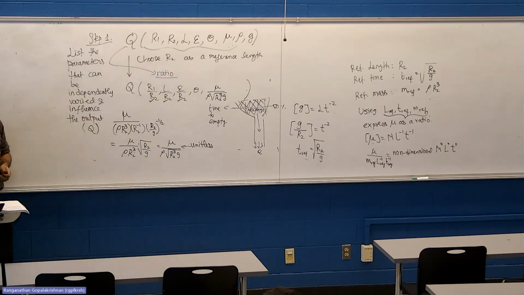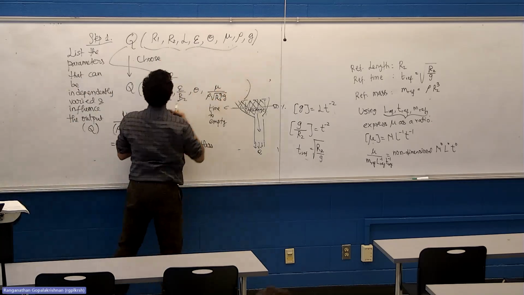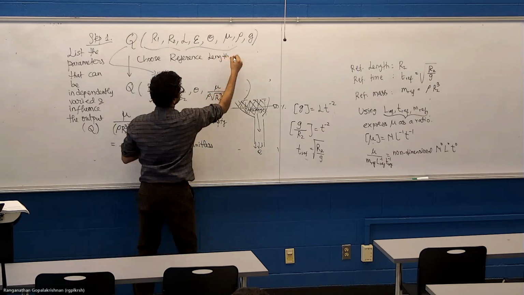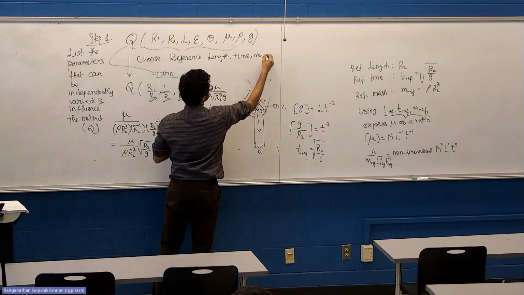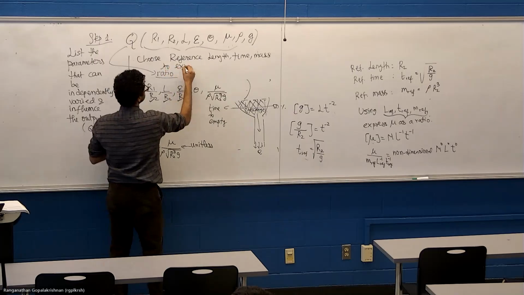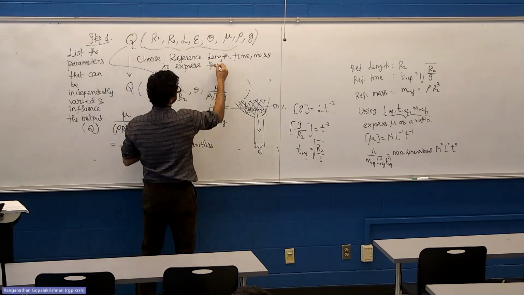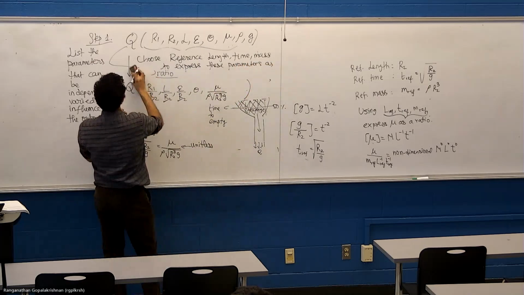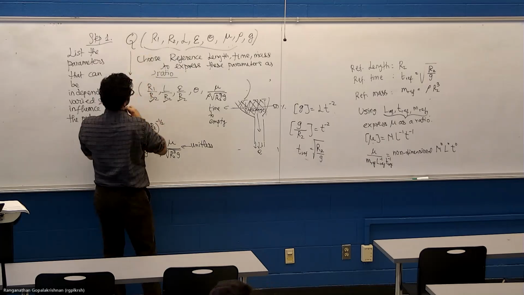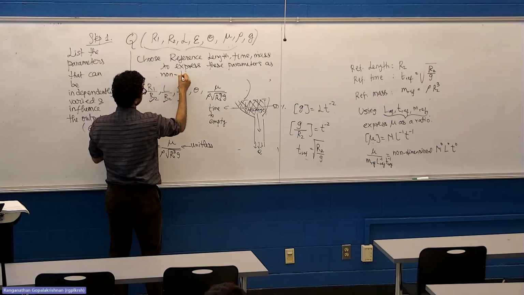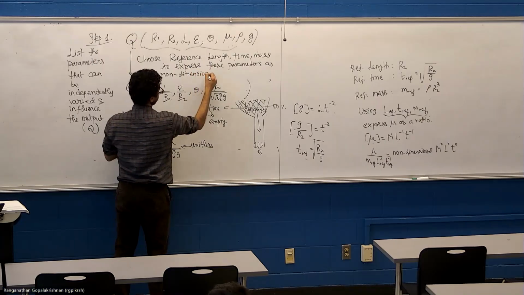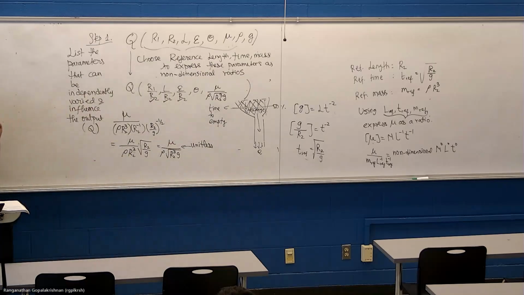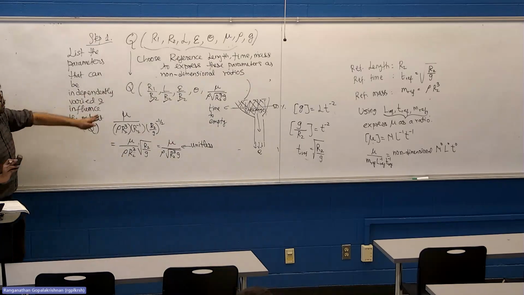Then to simplify the problem, what we do is choose reference length, time, and mass to express these parameters as non-dimensional or dimensionless ratios. How we do that? Those who are listening, how we do that?